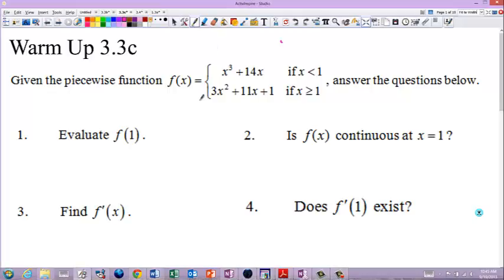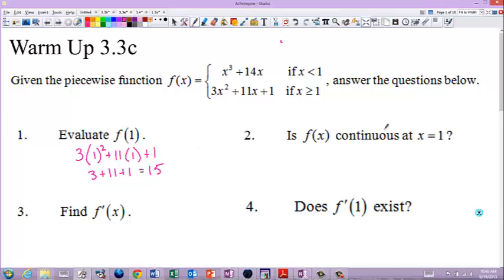Okay, you should have attempted your warm-up at this point. It says, given the piecewise function, answer the questions below. Evaluate f of 1. To do f of 1, we're going to plug the 1 in where it's equal, because it's equal to 1 right there. So we're going to plug it into 3x squared plus 11x plus 1. So 3 times 1 squared plus 11 times 1 plus 1. That'd be 3 plus 11 plus 1. 14 plus 1 is 15. So you should have got 15 for number 1.